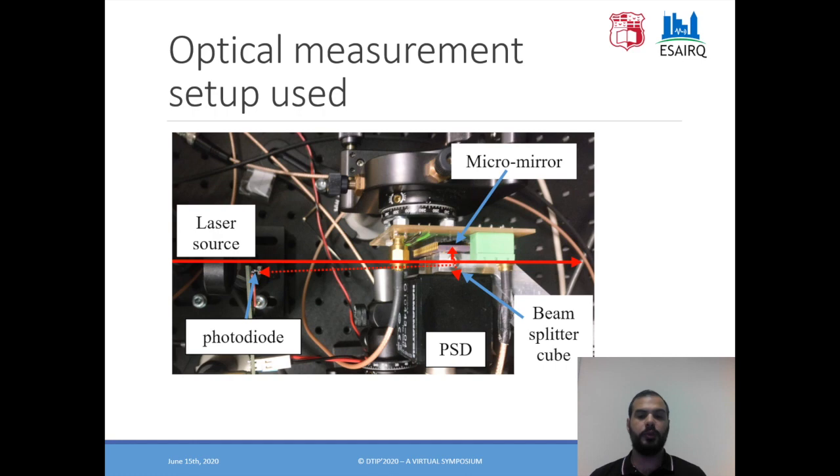This is an image of the optical setup used in order to test the performance of the proposed technique. The source used was a helium neon laser, which passes through a beam splitter cube before reaching the micromirror. Once reflected off the mirror, the beam is again split in the beam splitter cube. One of the beams reaches the PSD while the other proceeds to the photodiode. This means that the setup can measure the mirror amplitude of oscillation using two different techniques at the same time. This is a very effective way in order to compare the performance of the two techniques.